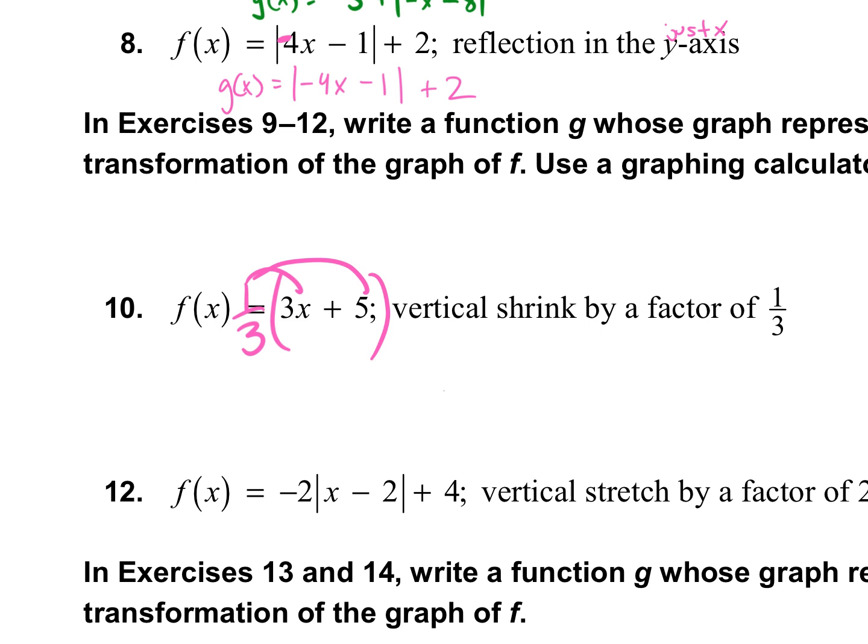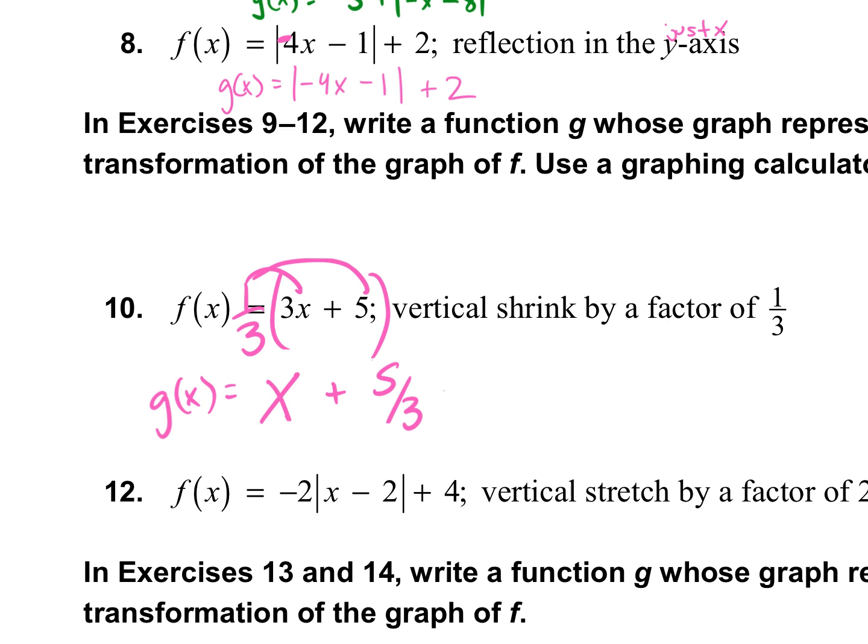What is 3x times 1/3? 1x. So just x. Perfect. What is 5 times 1/3? 5/3. We can just say 5 over 3. Awesome.